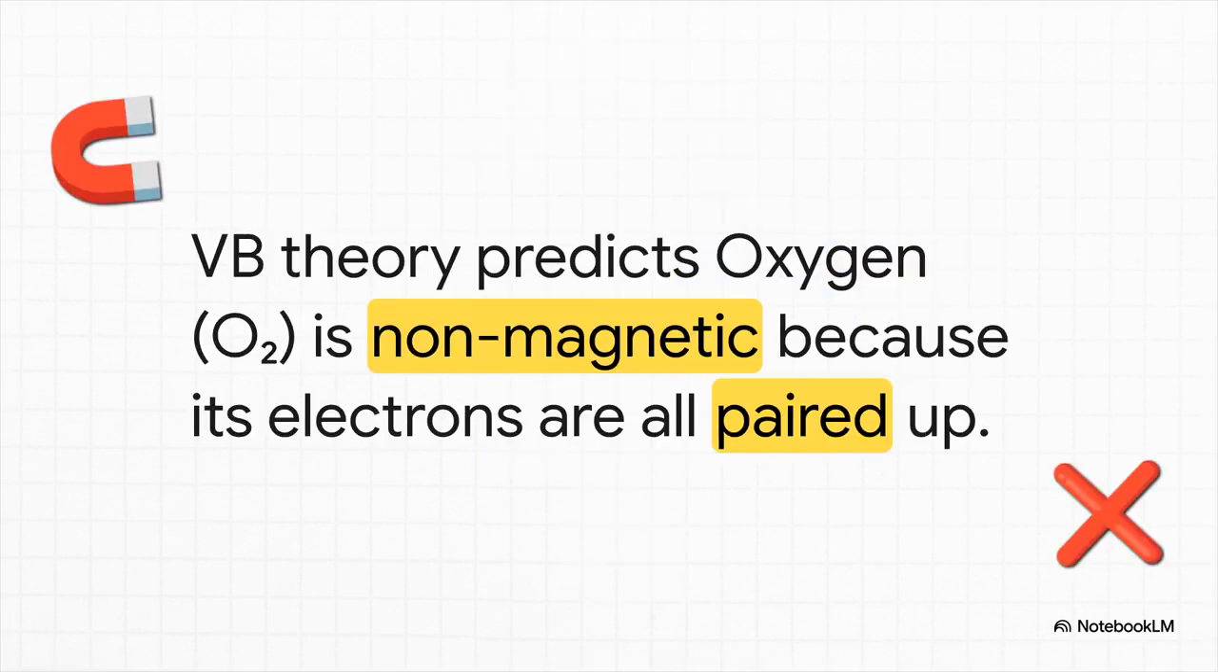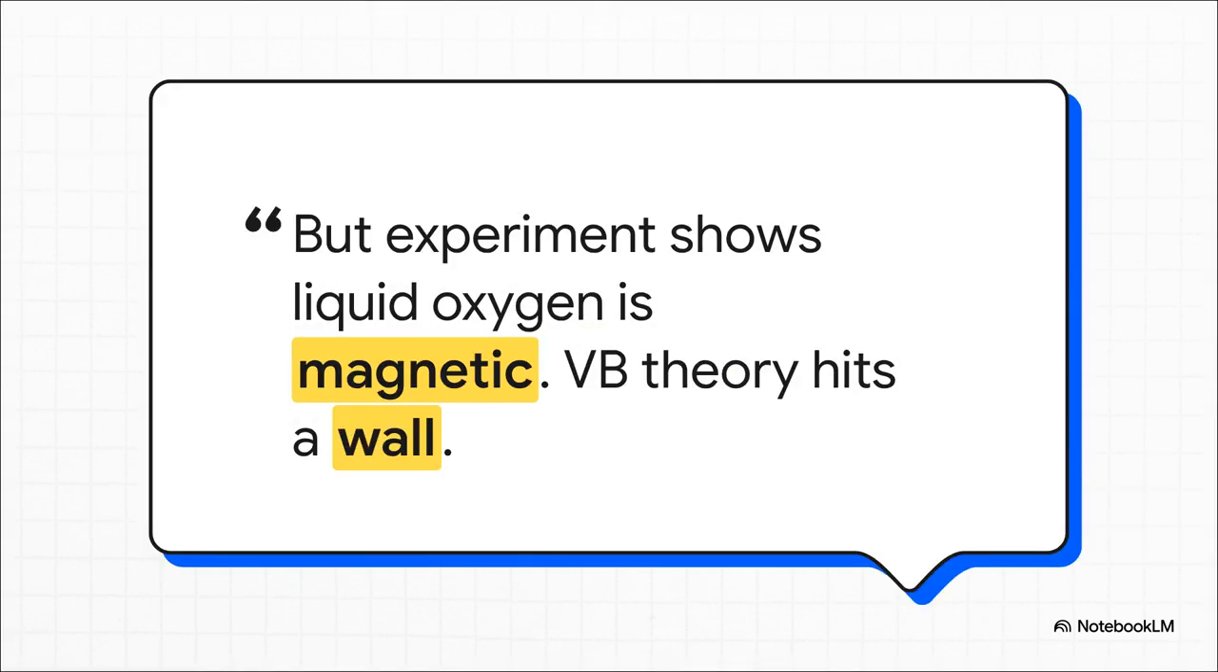So let's take a look at a really famous example. Let's think about the oxygen molecule, O2, the stuff we're breathing right now. If you draw it out using the simple intuitive rules of valence bond theory, you get a nice double bond where all the electrons are neatly paired up. Now, a key rule in chemistry is that if all your electrons are paired, the molecules shouldn't be magnetic. So VB theory makes a very clear, very confident prediction. Oxygen is not magnetic.